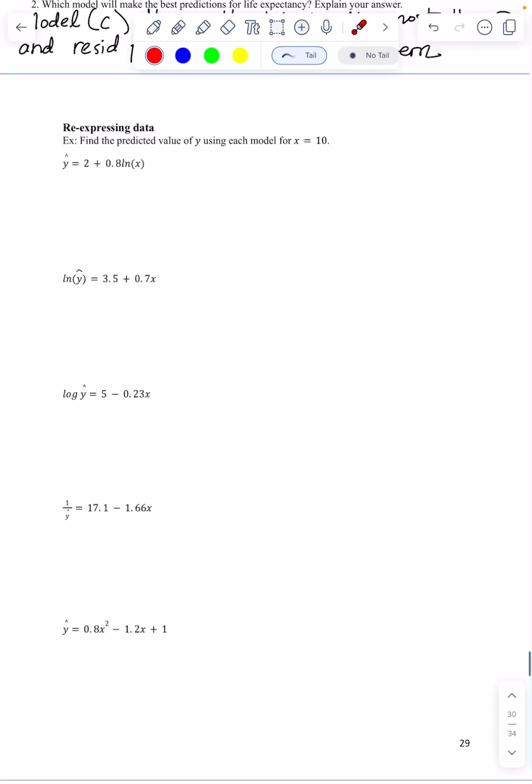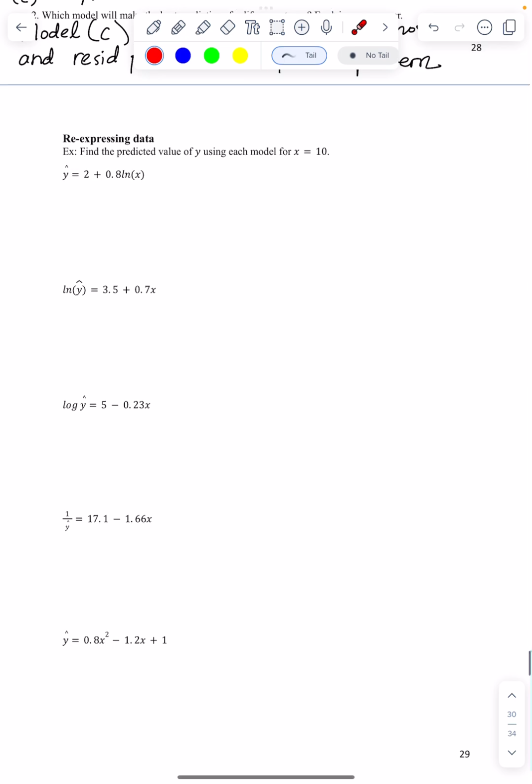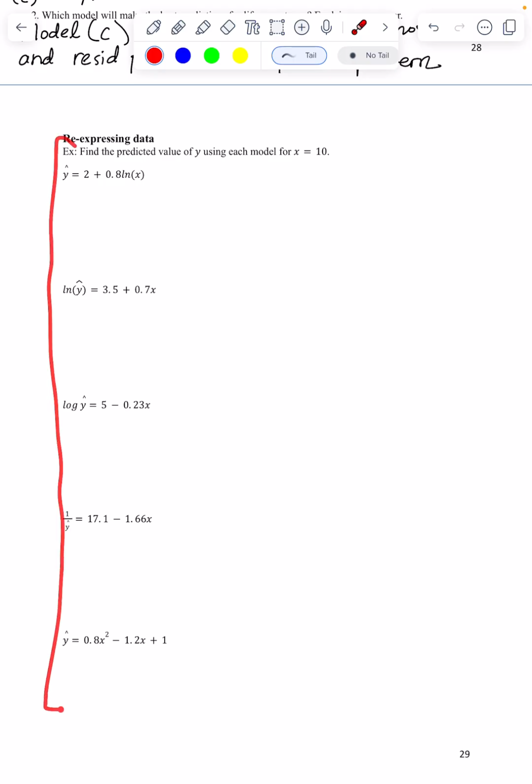Okay, our last page that we're going to do together today is going to be 29. 29 is just some algebra practice. So we're going to practice finding the predicted y value with this x value. So for all of these models, plug in x equals 10 and get out y hat. You're going to use varying levels of algebra for all of these. So again, go ahead and pause this video and give students about 5 minutes to complete these problems on their own.